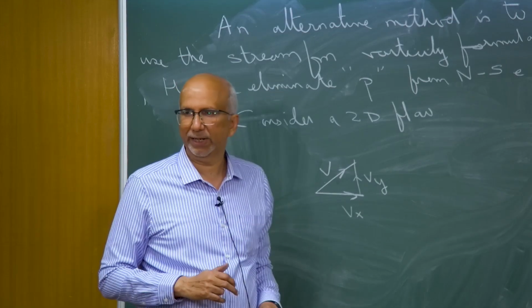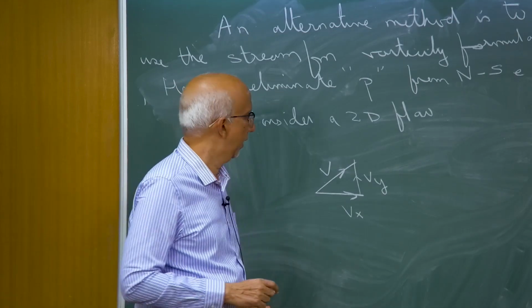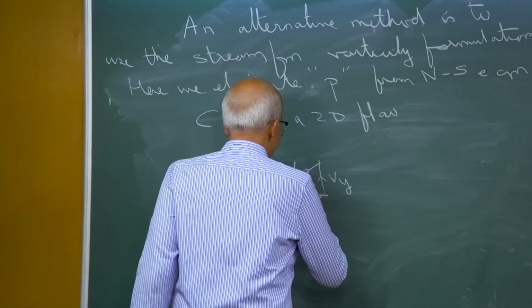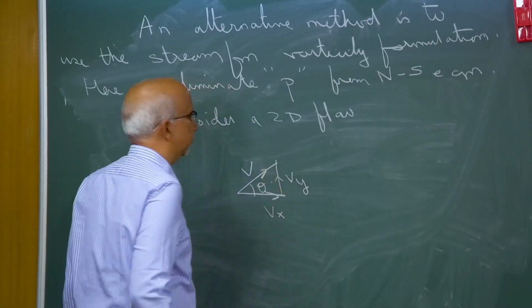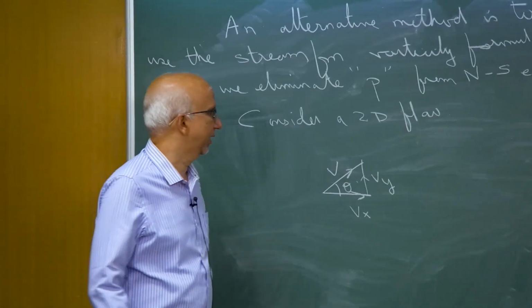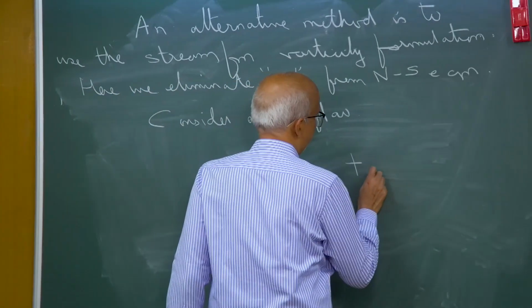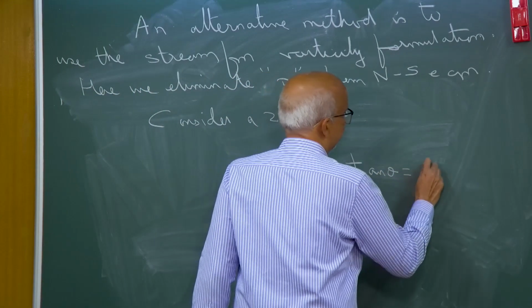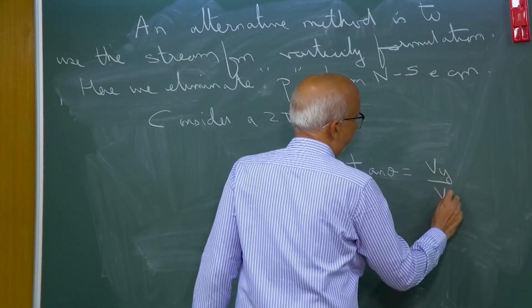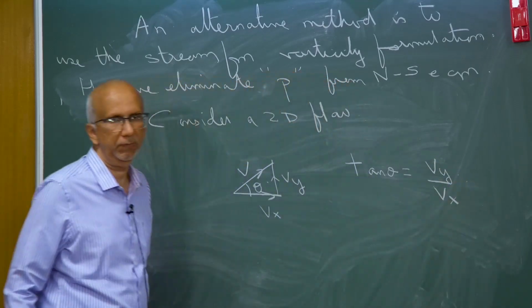This is your vector addition rule. So, basically what I am trying to tell you is that this is theta, this is a slope. So, what is tan theta? That is going to be given by Vy by Vx, the slope of the curve.